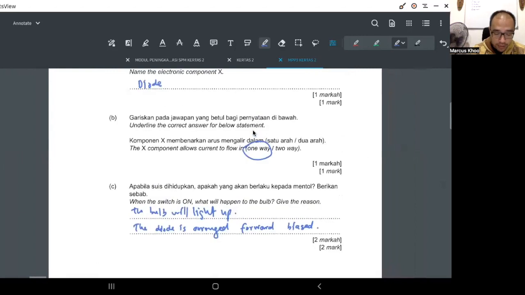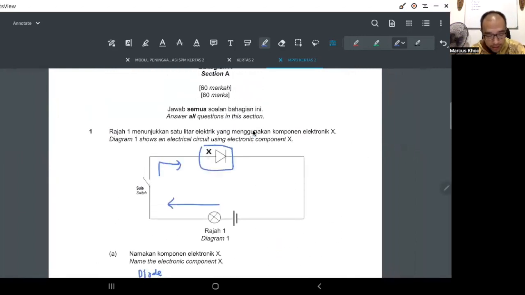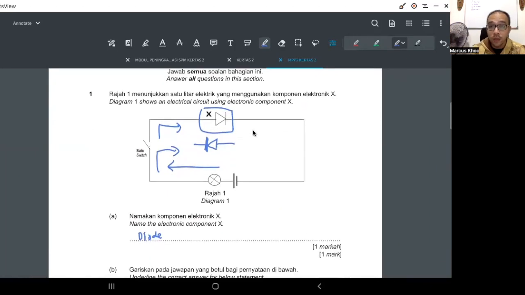If it is reverse bias, this will be the other way round. It will look like this. Then this will be reverse bias already. So the current flows through here, and it will be stopped by this. This is what we call a reverse bias connection. If the diode is reverse bias, then the current will not flow through the diode. But in our case over here, the diode is forward bias, so the current will flow.